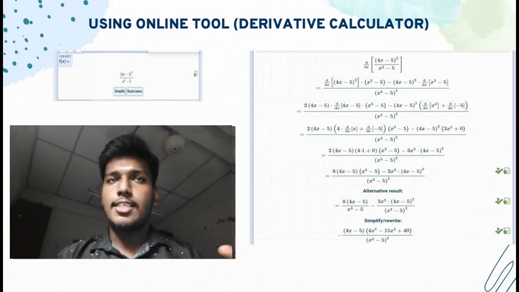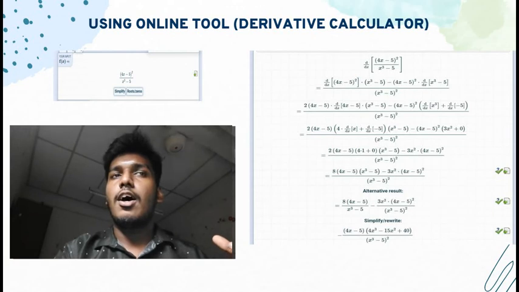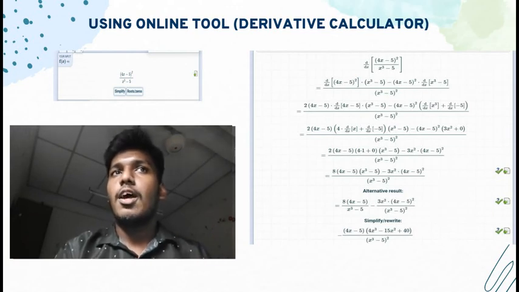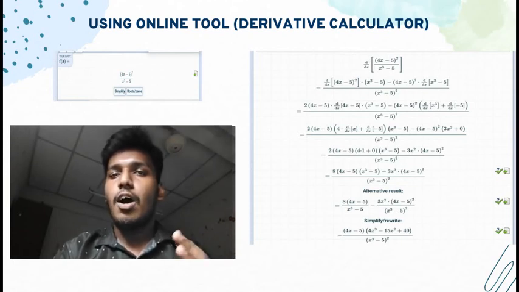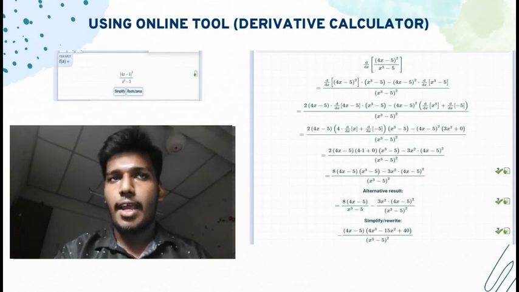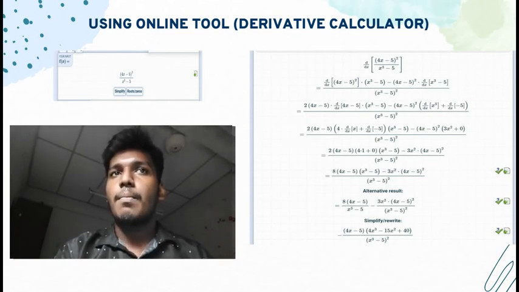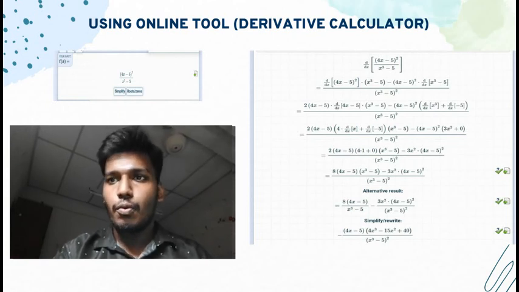After we insert our input and press the go button, it will take us straight to the answer, which we can use to reconfirm our answer when we use the common way to solve the problem. The answer provided is negative (4x minus 5)(4x^3 minus 15x^2 plus 40) over (x^3 minus 5)^2.